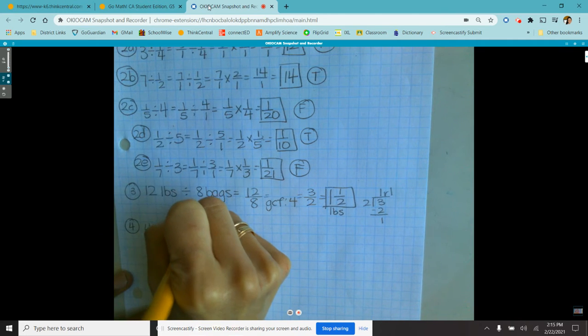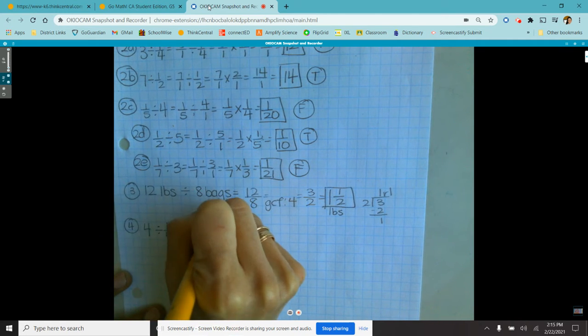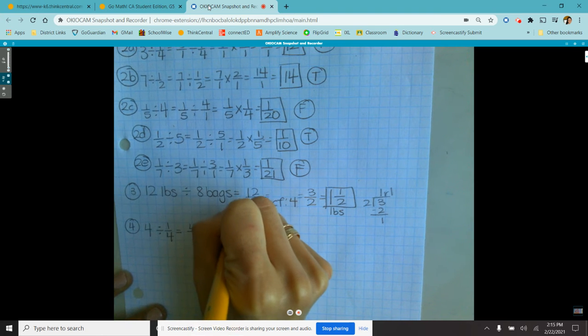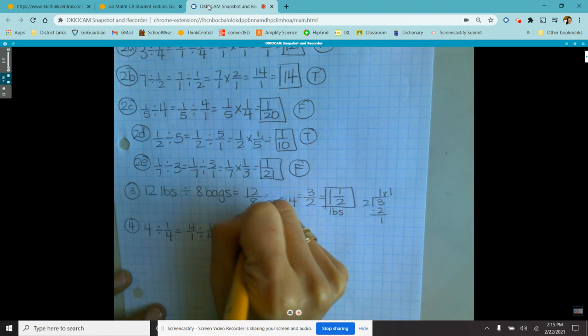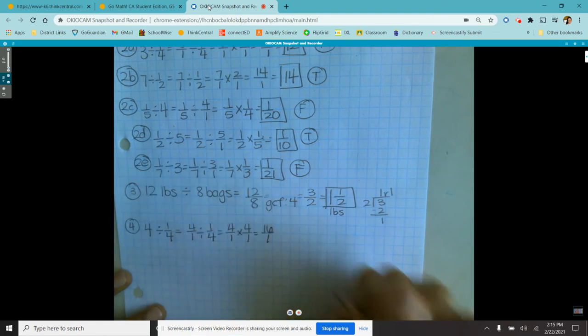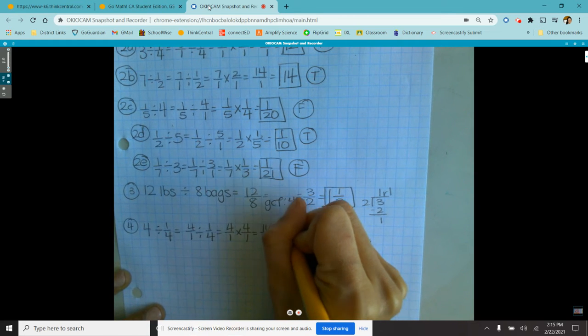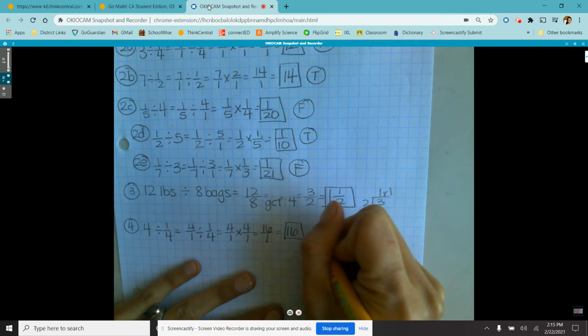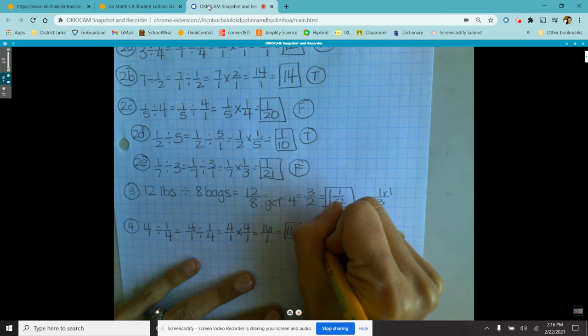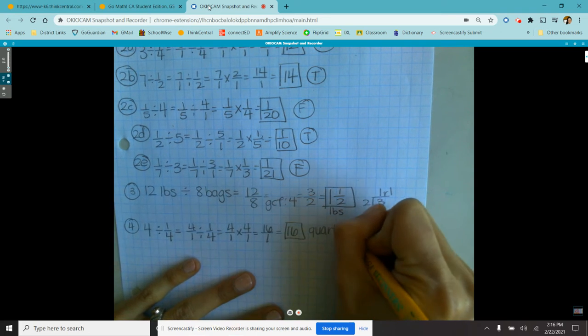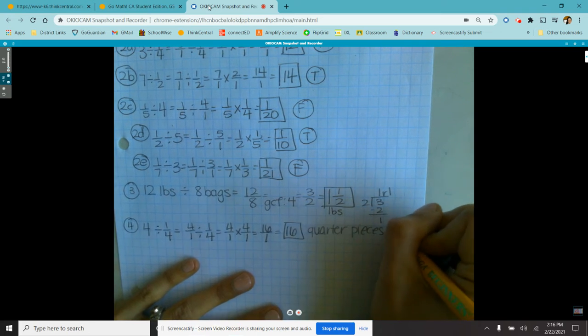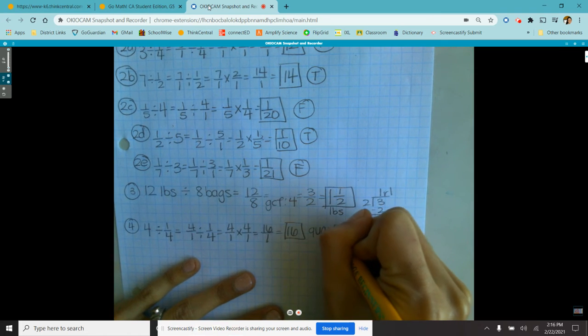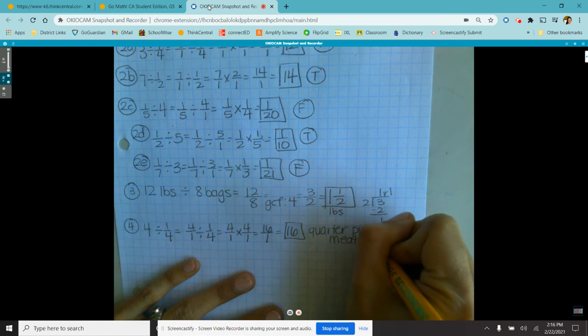So we have 4 over 1 divided by a fourth equals 4 over 1 times 4 over 1, which equals 16 over 1. Any number over 1 is a whole number. So we have 16 quarter pieces of meatloaf, or quarter size is I think what the problem says.